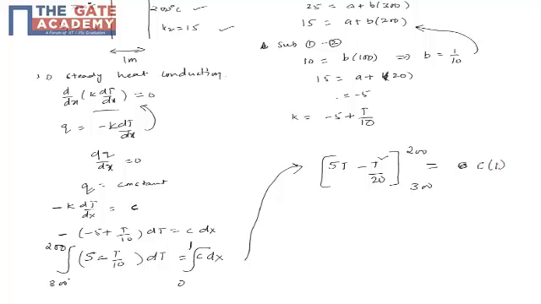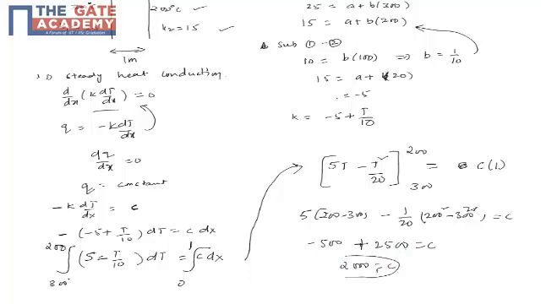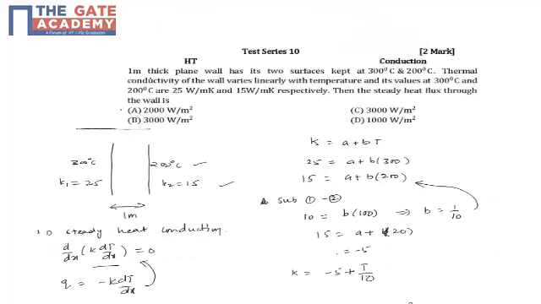Substituting the upper limit of 1, this becomes 5 times (200 minus 300) minus 1 by 20 times (200 squared minus 300 squared) equals C. So this value is minus 500, and the other comes out to be plus 2500. So this is 2000 for C. Remember that C is a constant and C is your heat flux. So it's 2000 watt per meter square, and the answer is A.